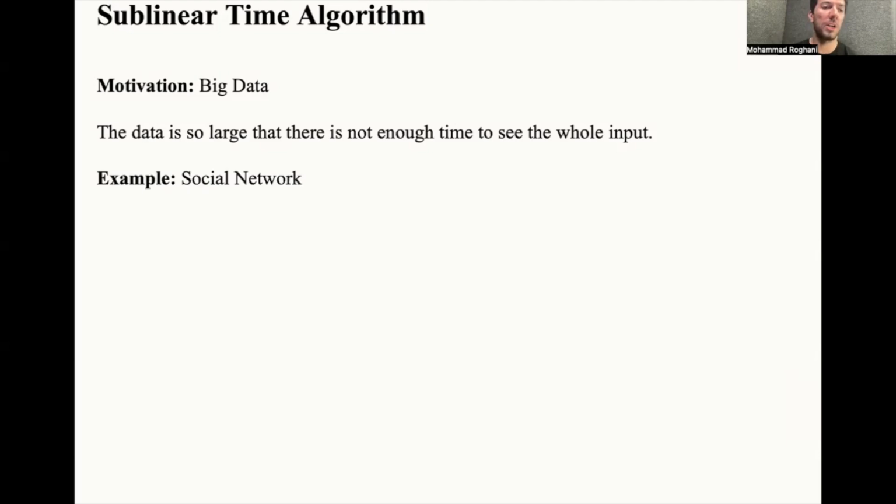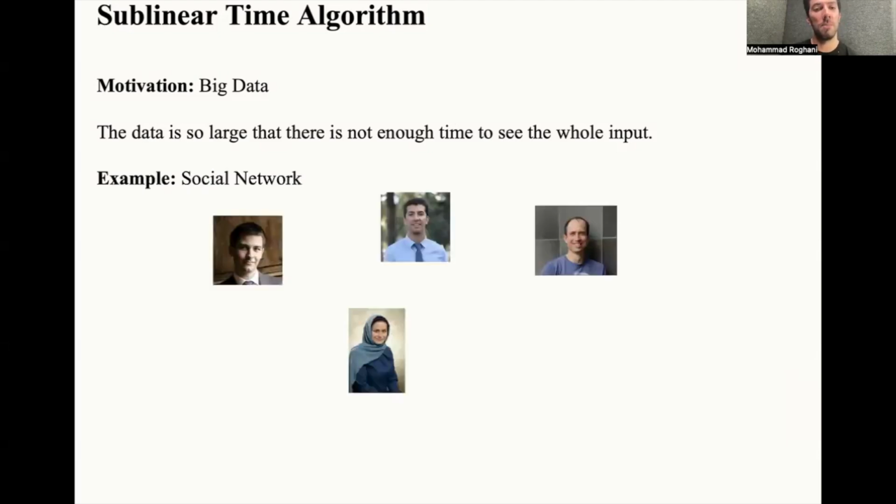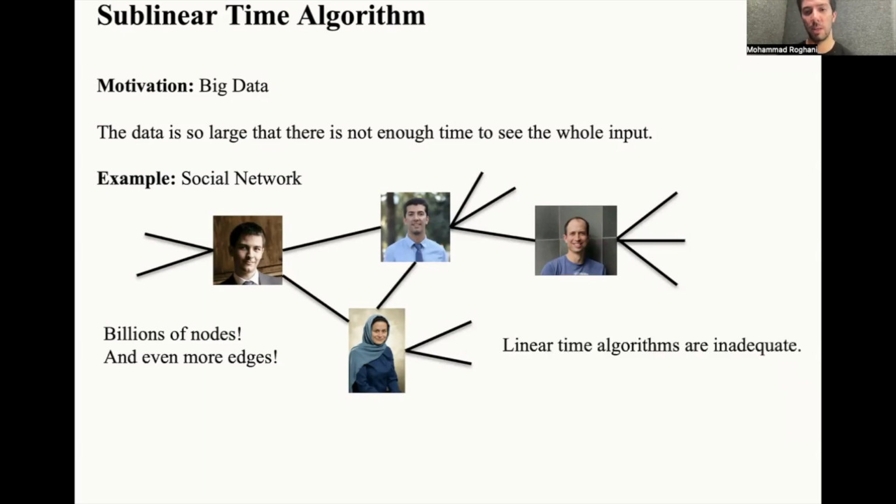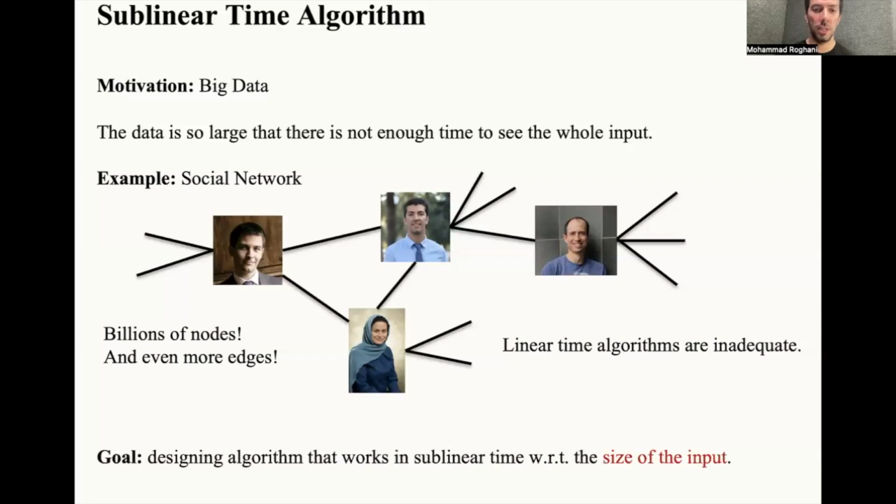For example, you can consider the graph of a social network. People in this graph are nodes, and two persons are connected if they know each other. Such a network has billions of nodes and even more edges. So a linear time algorithm with respect to the size of the input, which is the number of edges here, is not sufficient. The goal is to design an algorithm that produces the output in sublinear time with respect to the size of the input.